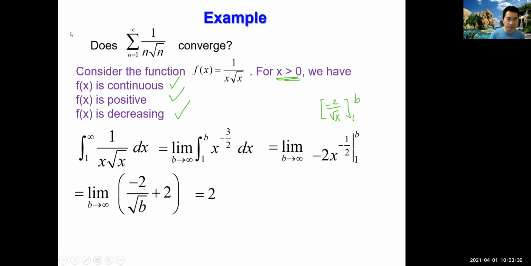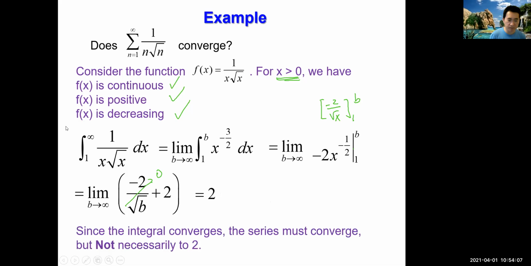So you see that this will approach 0, as b goes to infinity. So this integral equals 2. What that means is the area underneath the curve 1 over x root x from 1 to infinity will be 2. Therefore, the integral converges. Since this integral converges, the original series must converge by the integral test.